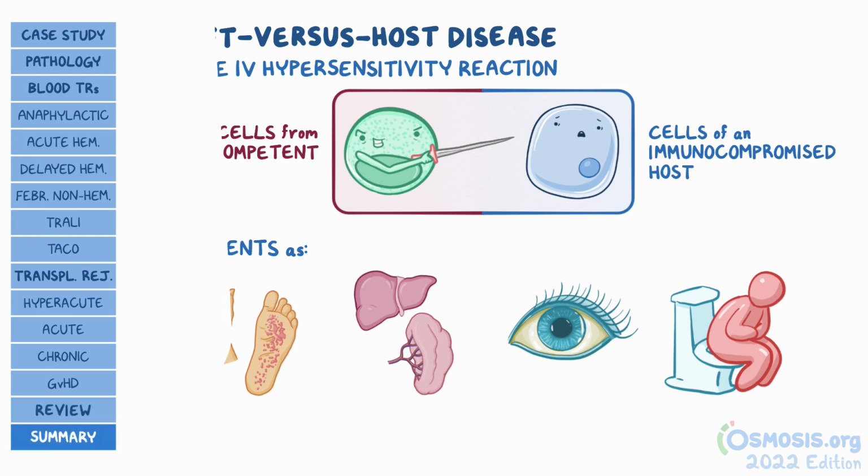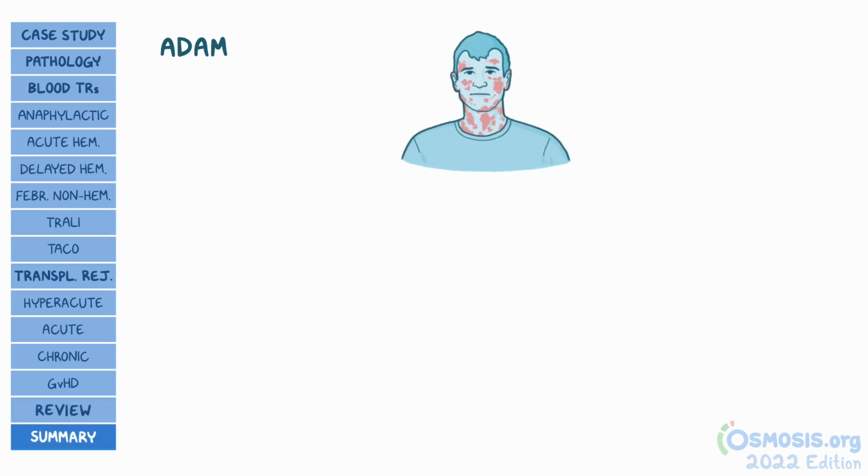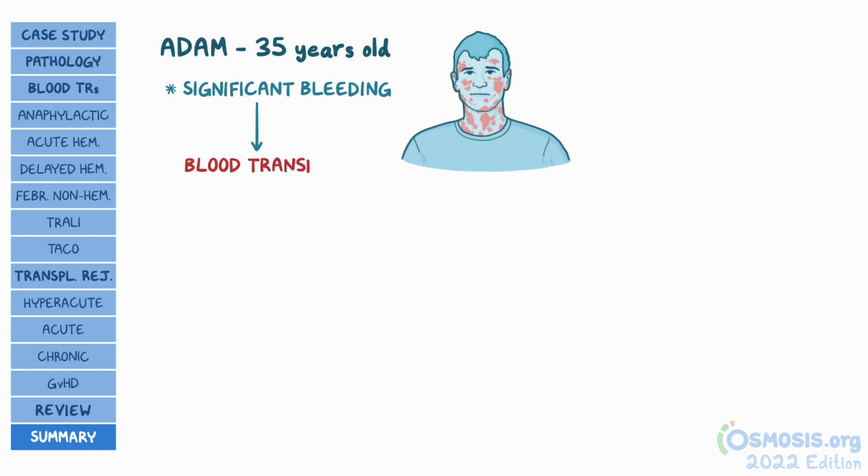Okay, back to our cases. Adam is a 35-year-old man who was involved in a motor vehicle crash and has significant bleeding from his thigh, and thus got a blood transfusion.